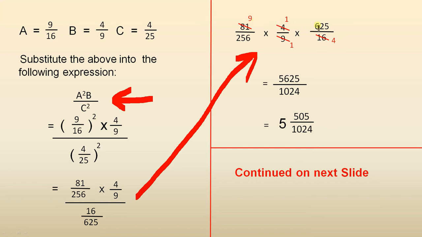9 times 625 is 5,625. 4 times 256 is 1024. So the final answer is 5 and 505 over 1024.